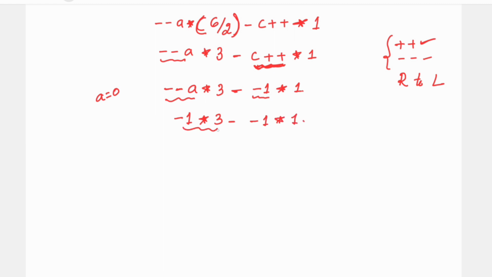Right? Now the multiplication operator has the higher precedence. 1 into 3, minus 1 into 3, minus 3. This minus minus, minus this minus. Then 1 into 1, minus 1 into 1, minus. So minus into minus 1. Finally you will get how much? Minus 2. So the final answer, that is the variable result, will hold this minus 2.